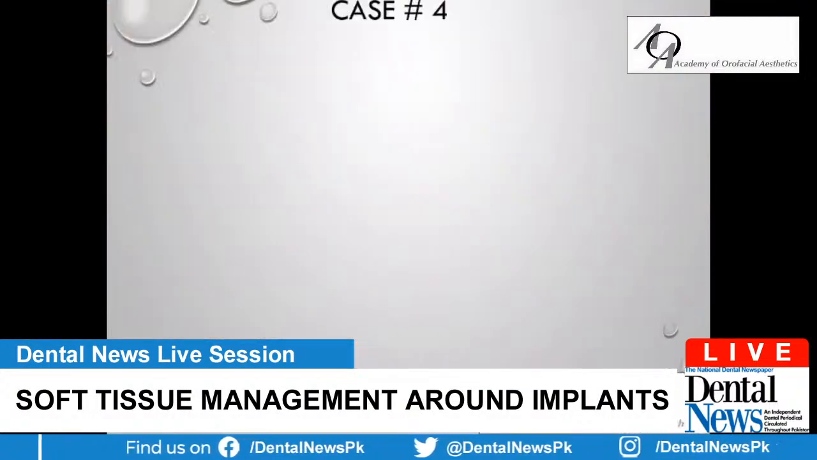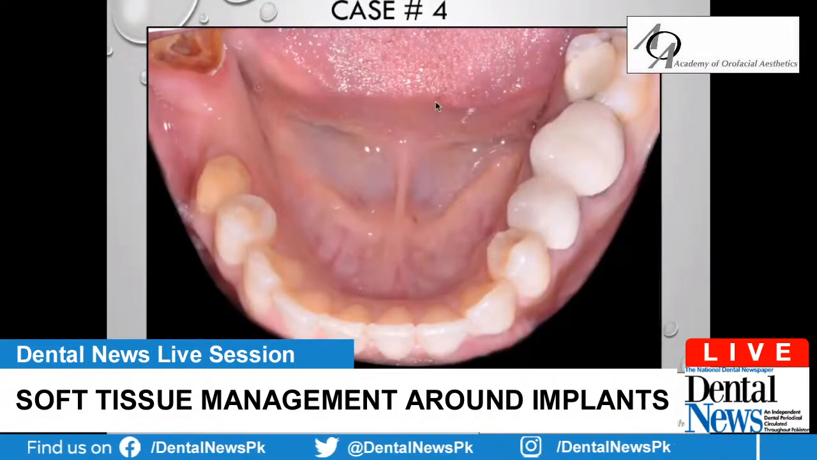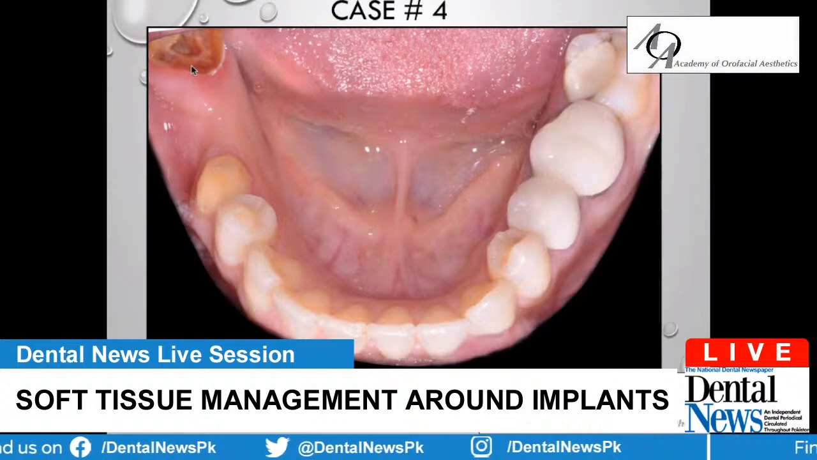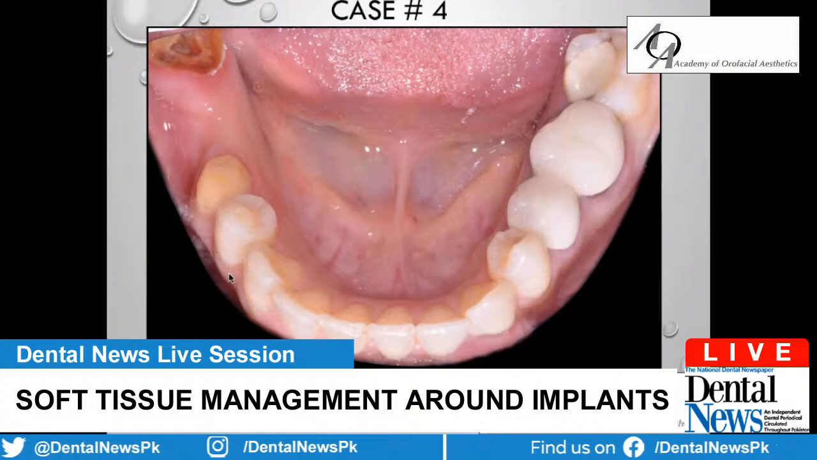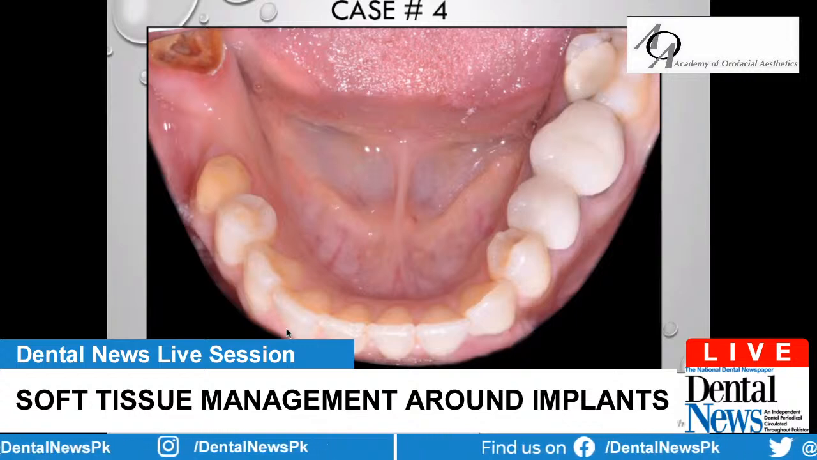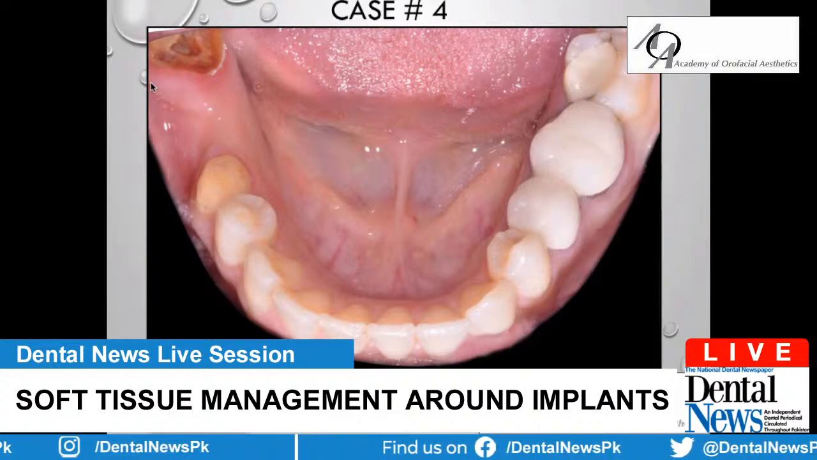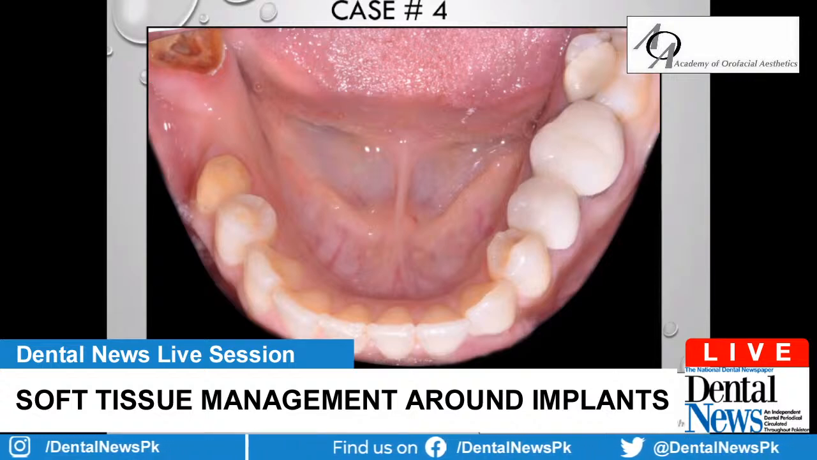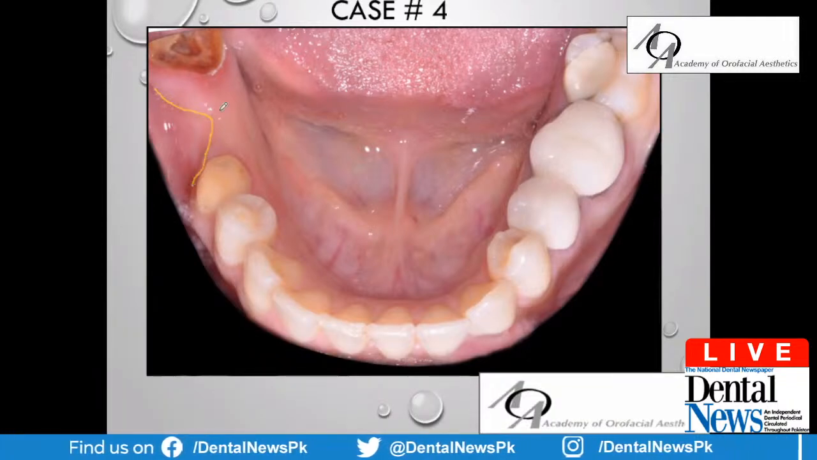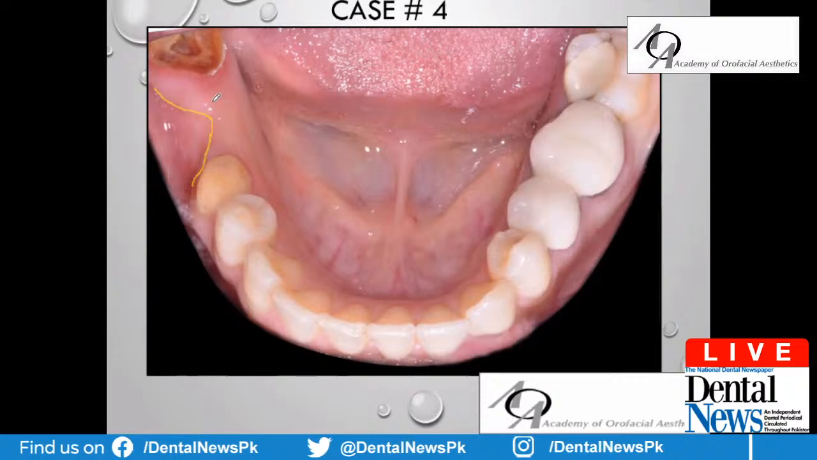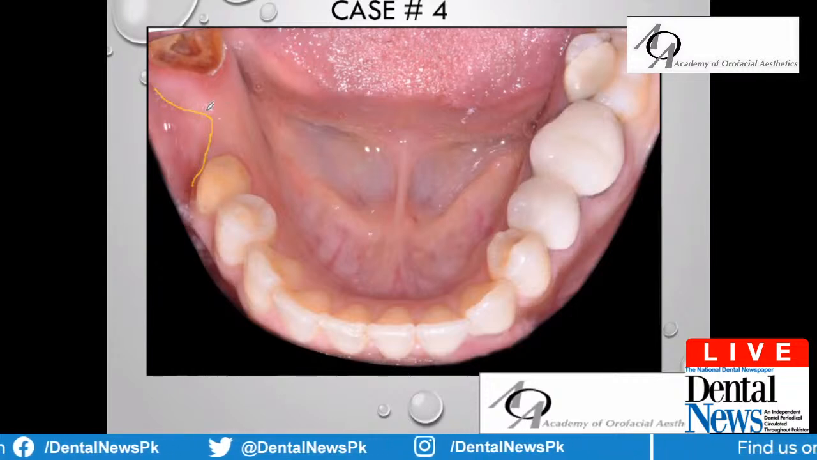This is the frontal view. Another case, one of my old cases. She is low scalloped, a thin biotype, but not high scalloped. In this area, we have lost a good amount of tissue. We just have keratinized tissue in this area. There is obviously a deficiency of hard tissue as well, but if we just treat hard tissue, then maybe the long-term prognosis of the bone is not going to be good.